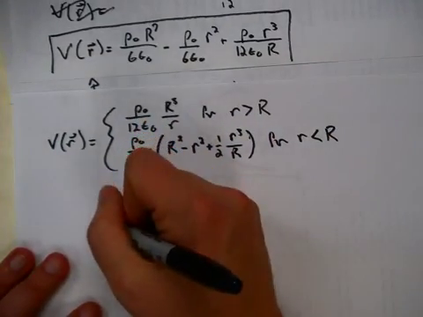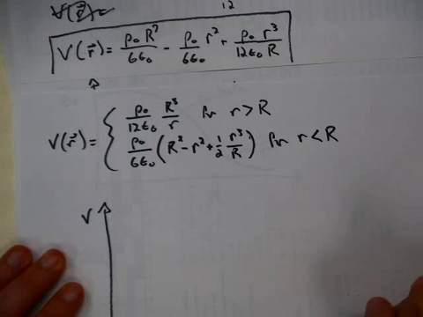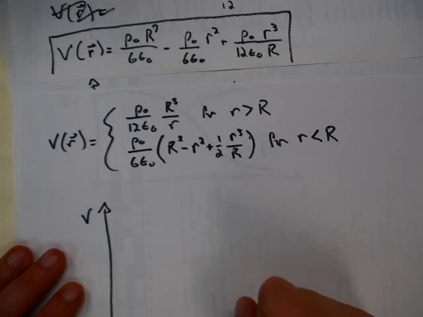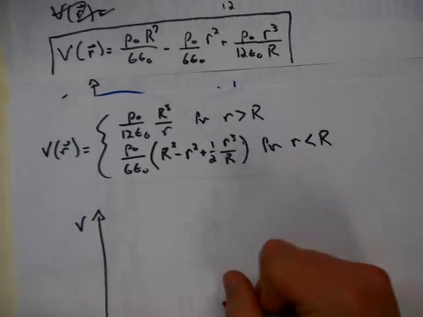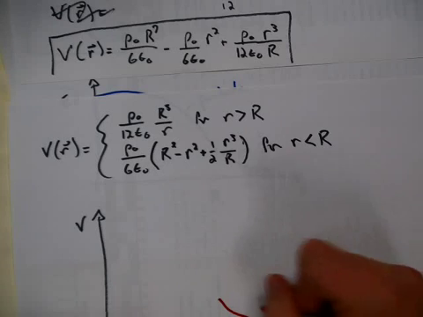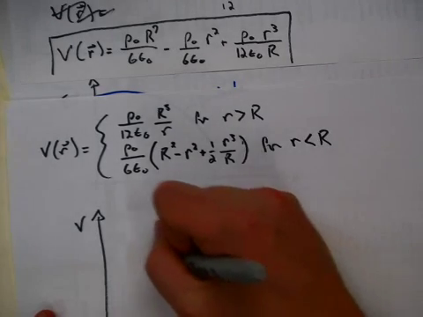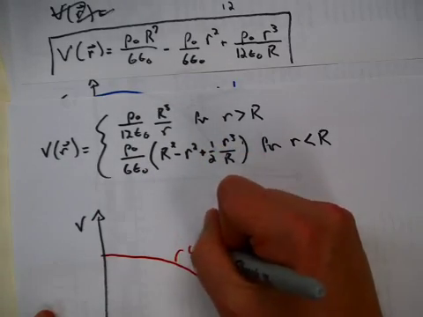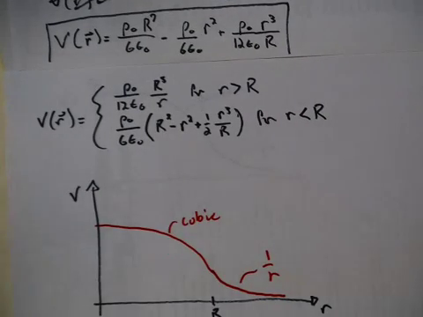And if I were to plot this, then out here it has the form 1 over r, and in here it's cubic. See, it has an r cubed in it, so it's cubic. And so that is a sketch of the plot in that region. There you go, that's how to do that.